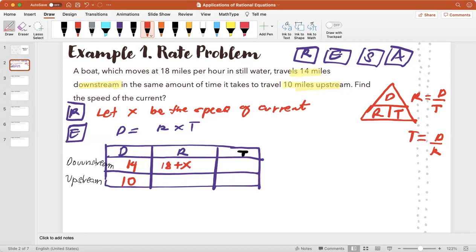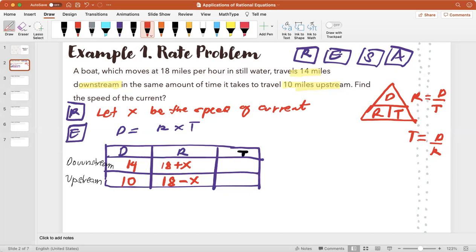But now you go slower when you go upstream. Why? What makes you slower? The rate of the current will make you slower because you are going against the current. So you're going upstream, so that 18 will be decreased by the speed of the current. So that will be 18 minus x. So just remember, if we're downstream, it's the speed of the boat in still water plus the speed of the current. If it's upstream, you'll go slower because your speed will be decreased by the speed of the current. So it's 18 minus x.